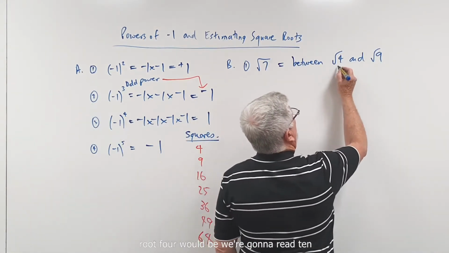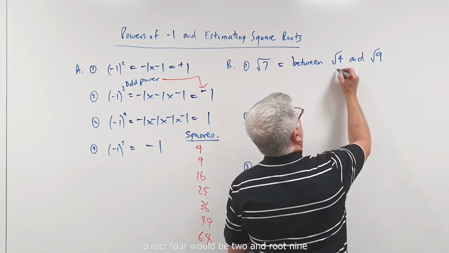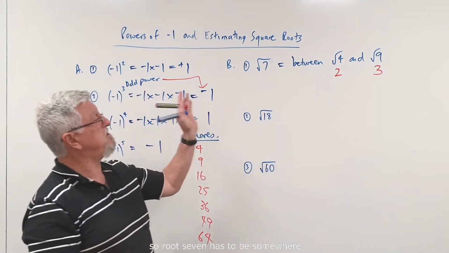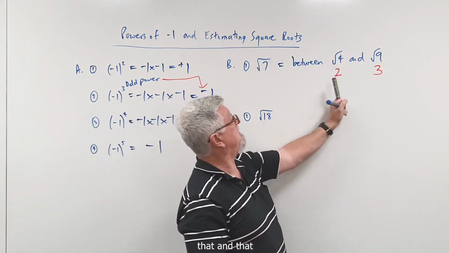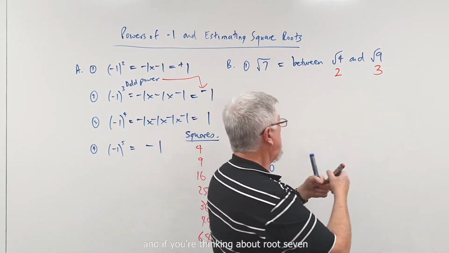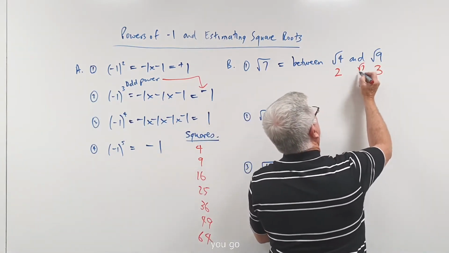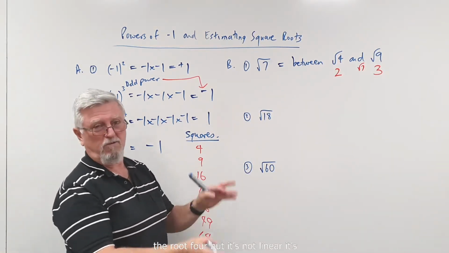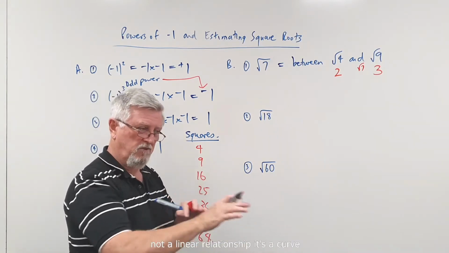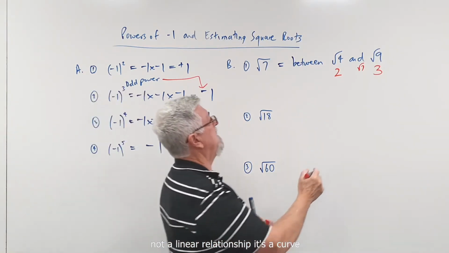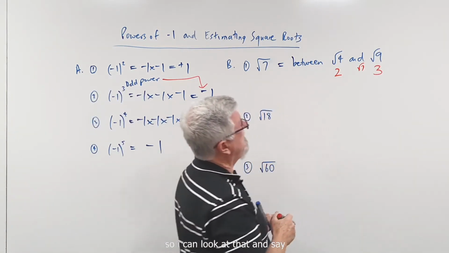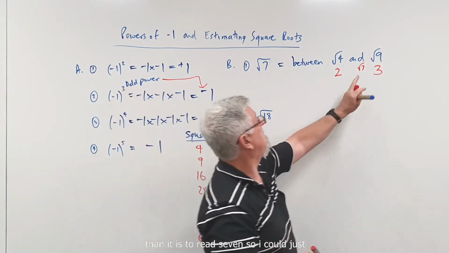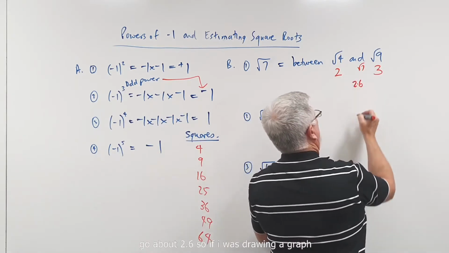So, root 4 would be, if I got a red pen, root 4 would be 2, and root 9 would be 3. So root 7 has to be somewhere between that and that. And if you're thinking about root 7, you can ask, is it closer to root 9 or is it closer to root 4? But it's not a linear relationship. It's a curve. So I could look at that and say, it's probably a bit closer to root 9 than it is to root 4. So I could just go, it's about 2.6.